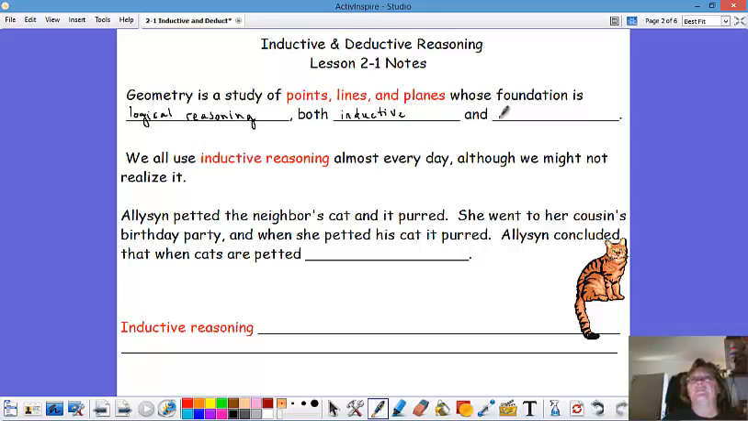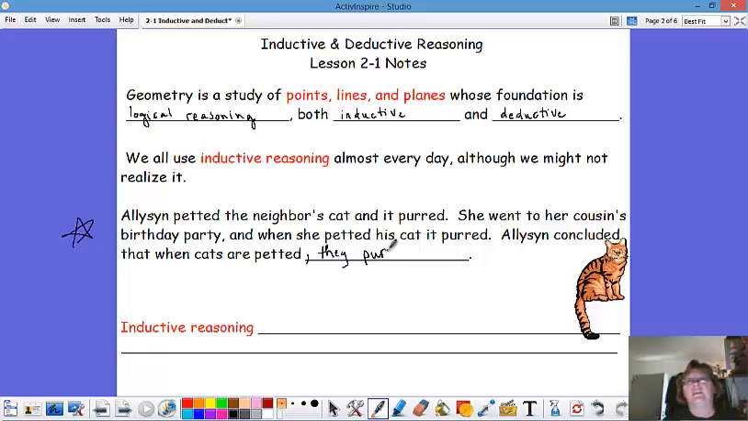Inductive reasoning we use every day. And I've got to give you a couple of illustrations, some that are in the flip chart, some that are not. We really do use it almost every day, but you probably don't think about it. This is an example of a conclusion reached by inductive reasoning. My daughter, Allison, petted the neighbor's cat, and she noticed that it purred when she was very young. When she went to her cousin's birthday party the next week, she petted his cat, and it also purred. So Allison, of course, being a very brilliant 2-year-old, concluded that when cats are petted, they purr.